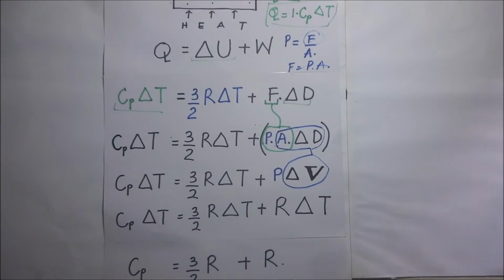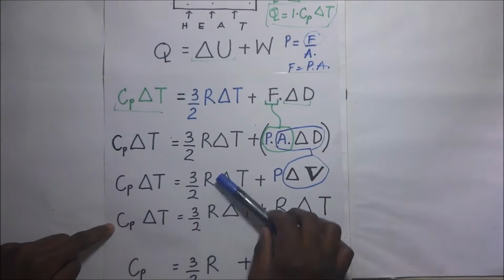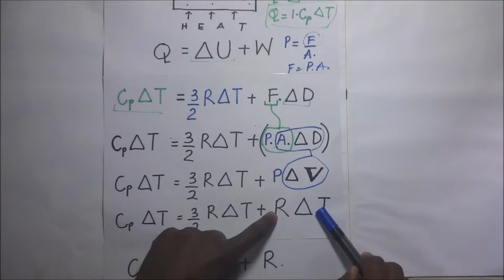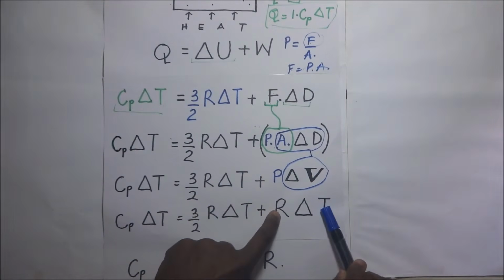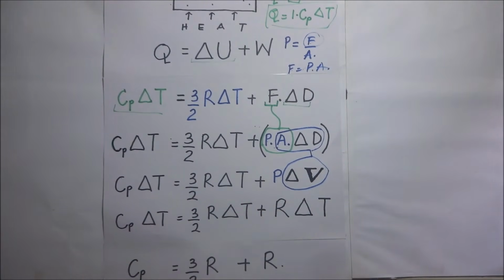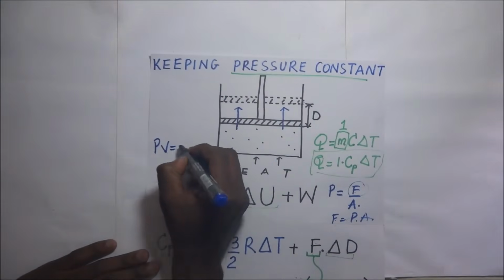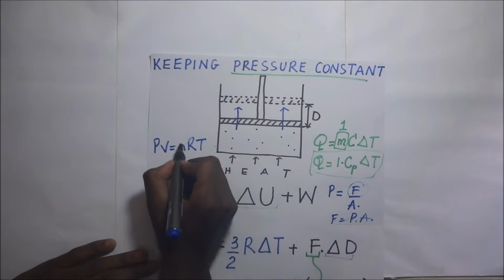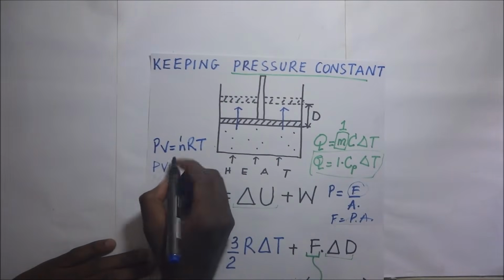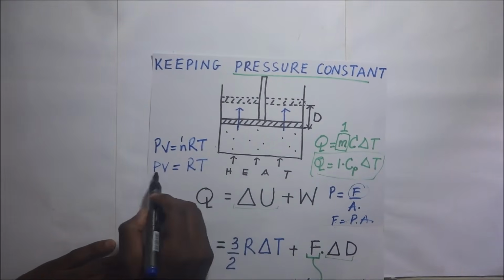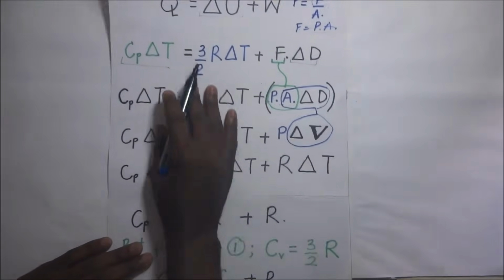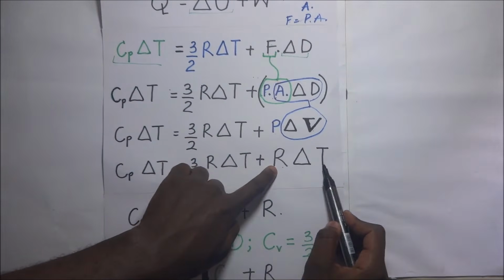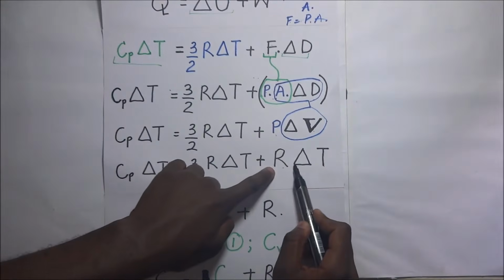So to move on from this step, of course, these others are still the same. Still here, this is PV. Now PV is the same as RT. This is coming from the ideal gas equation. We all know that the ideal gas equation is PV equals nRT. Since here we are dealing with 1 mole of the gas, n is 1. So PV is equal to RT, and this is exactly how we substituted for this. So pressure times change in volume is equal to R times change in temperature.